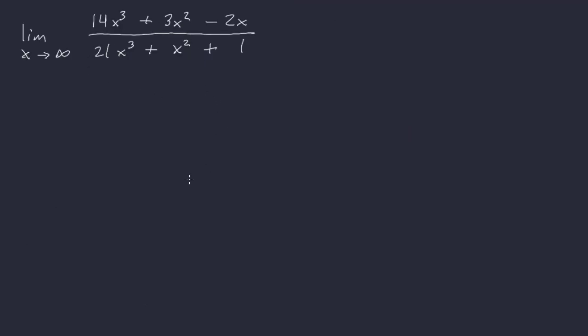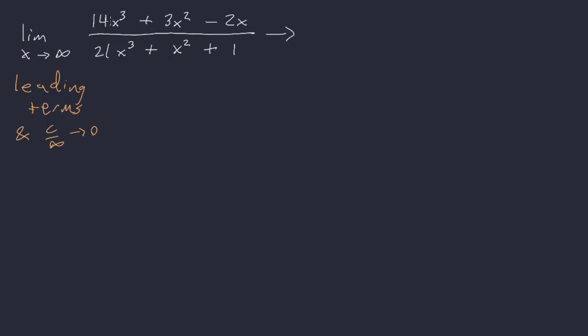All right, for this example, let's take the limit as x goes to infinity of 14x cubed plus 3x squared minus 2x all over 21x cubed plus x squared plus 1. Okay, well, since it's a limit at infinity, the thing to remember about limits at infinity are basically leading terms and that a constant over infinity is 0. Okay, so we're going to take the leading terms.